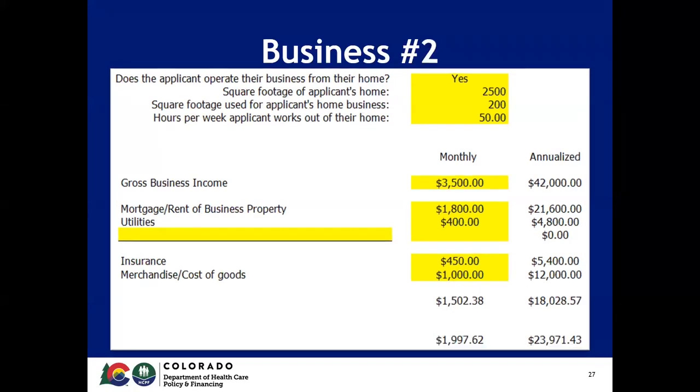And then we have the second one, which you can see that the square footage of the house is the same. The mortgage and utilities stayed the same, but the square footage of the home that's used for the business and the hours worked here, these two changed. The income changed and the insurance and cost of goods. So you see, some of these stay the same because it is the same house. And then some of them are specific to the business, so those change. So this one came out to $1,997.62 for the month.